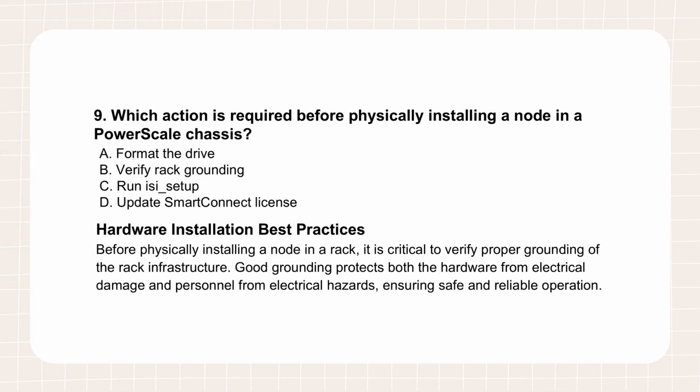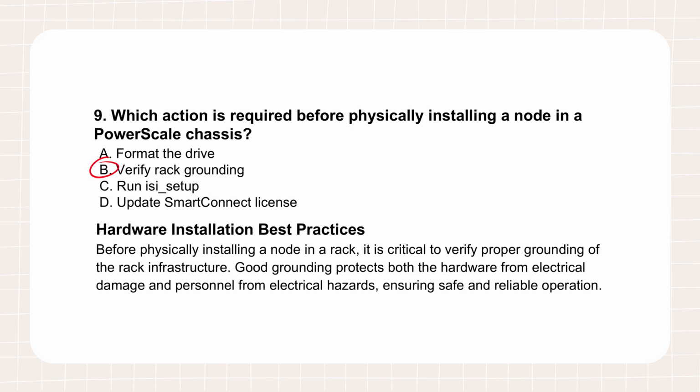Okay, nearly there. Before you even physically install any new hardware into a PowerScale chassis, like before you plug in any cables, what's a non-negotiable safety step? Something that absolutely must be taken first. Safety first, always. The critical, absolutely non-negotiable safety step before physically installing a node is verifying proper rack grounding. Grounding. Yeah. Seems basic but important.